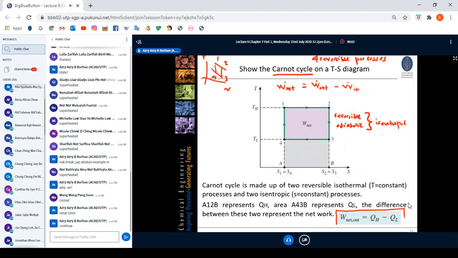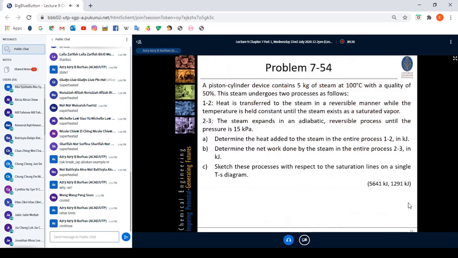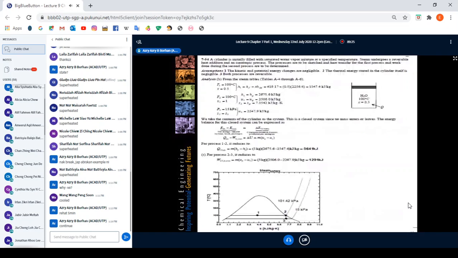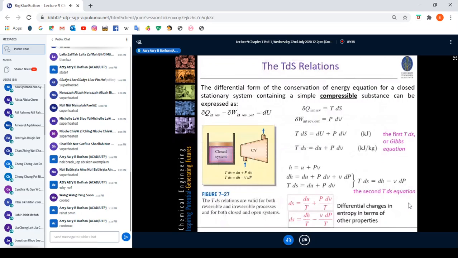Okay, guys, I want you to try this out. Prove that this W net out can be simply expressed in terms of QH minus QL. I want you to prove this during your free time. Okay, problem 7. This problem is actually very straightforward, quite interesting. Please try this out during your free time. And if you have problems, please do not hesitate to consult with me. Now, another 10 minutes.